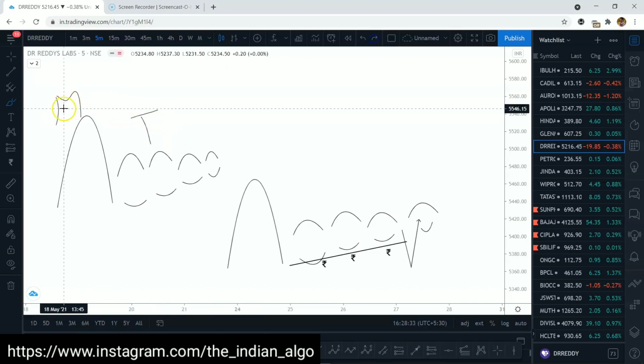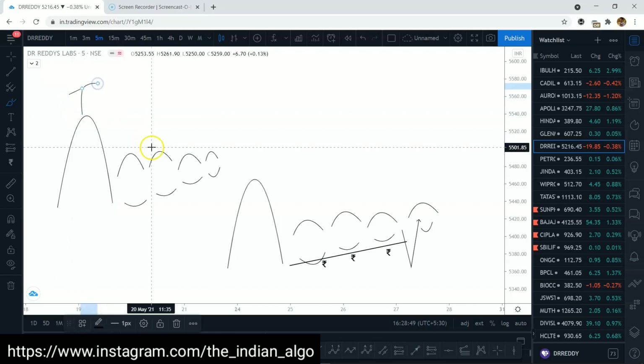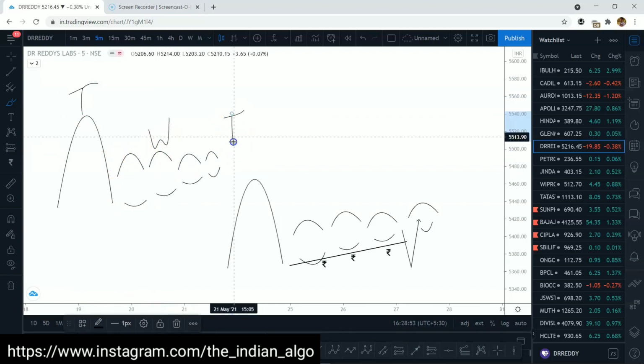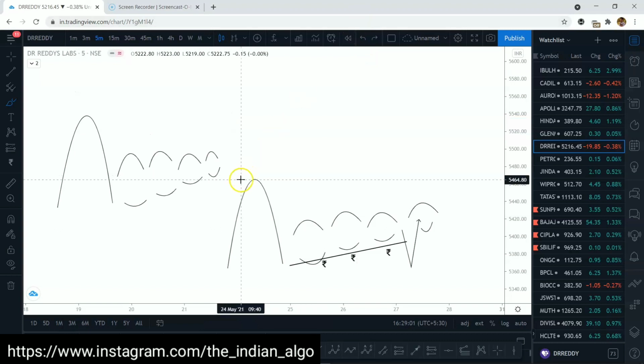So let's say you get it on Monday, you get this contraction on Tuesday. Now on Wednesday, you will look for entries. This is how the stock market works. This is how the algorithm works. So let's say if you do not get this on Monday, you get this on Tuesday. Now you will look for contraction on the next day, and then you will trade this on Thursday.